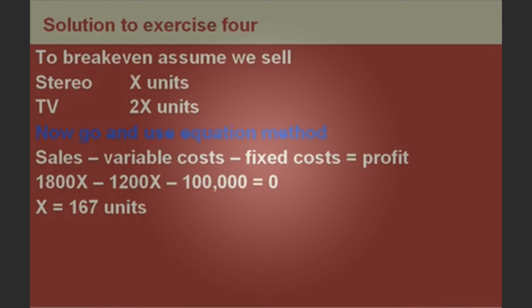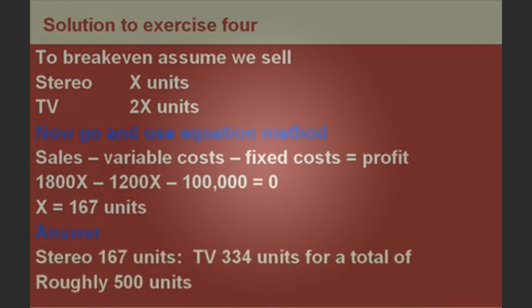The question is, one more time, how did I get the sales and variable cost? The answer to break even is stereo is 167 units. So the TV, you have to sell 334 units. So roughly, you got to sell 167 units of stereo and 334 units of TV for the company to break even.